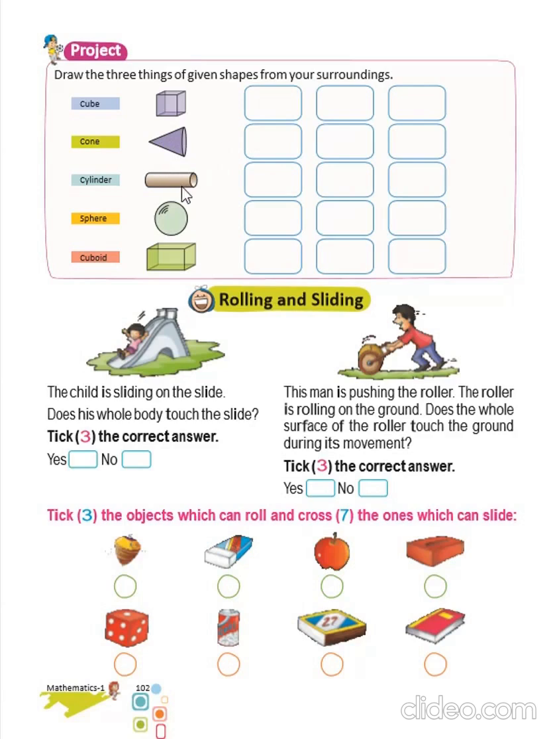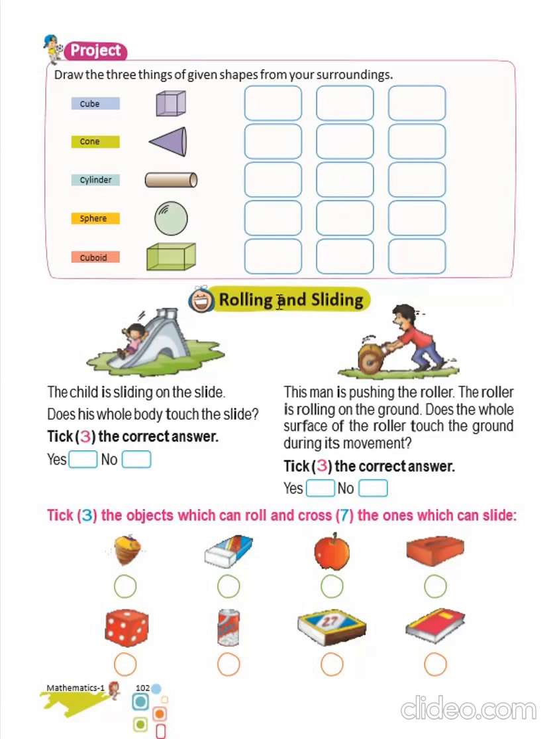Slender. What can we draw? We can draw a glass. Sphere. What can you draw? We can draw a football. Cuboid, what can we draw? We can draw a book. Like this, we have to draw the three things of given shape from our surroundings.